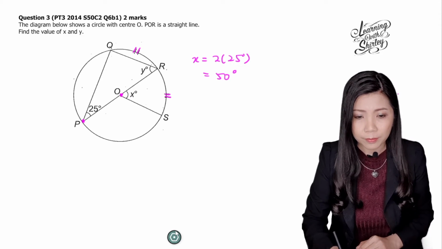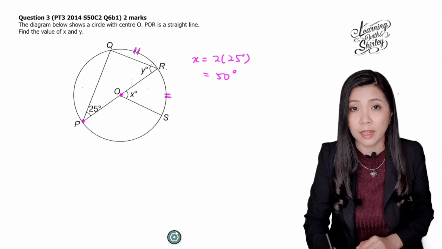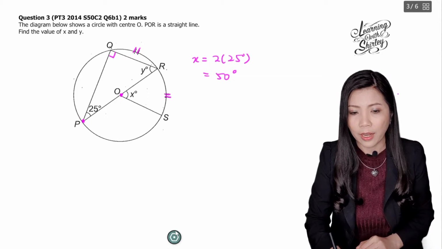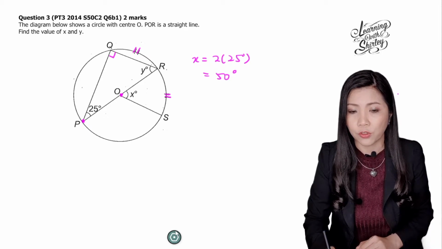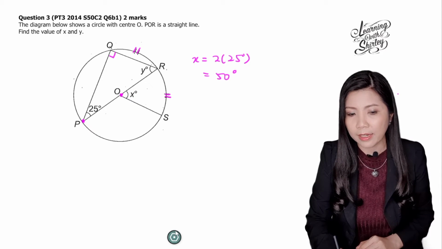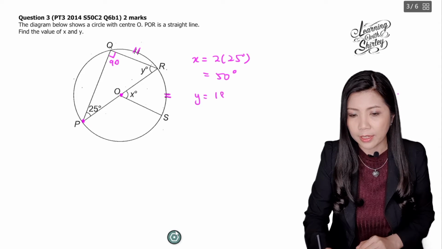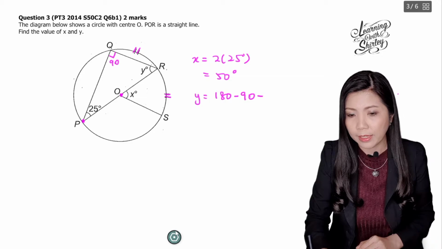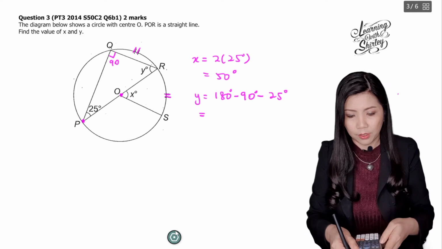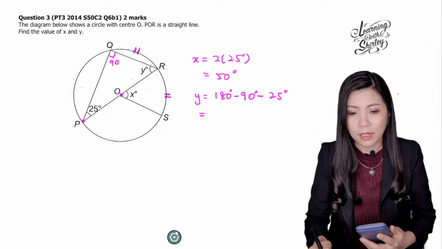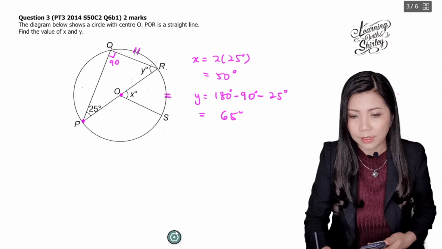Now let's solve for Y. We know that POR is a diameter because it passes through the center O. Therefore, the angle subtended here will be 90 degrees. Now we're going to use the sum of angles of a triangle, 180 minus 90 minus 25, to find Y. So Y is equal to 180 minus 90 minus 25, which equals 65 degrees. So that is the answer.